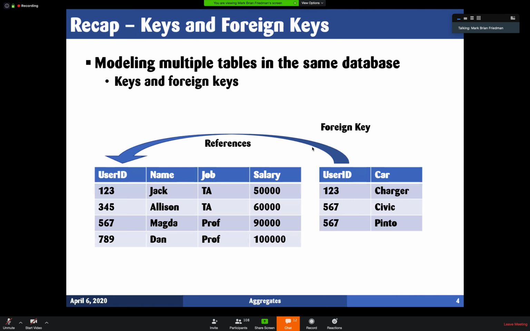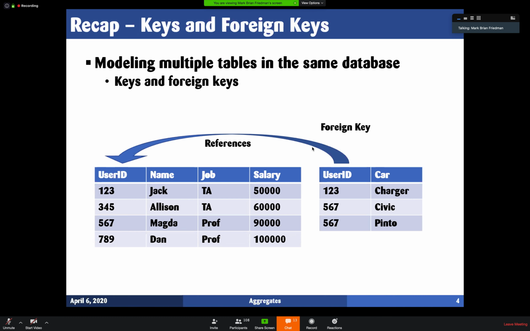Okay, let's review what we did the last time. What we've learned in the last couple of sessions is about modeling multiple tables that are part of the same database, and we looked at keys to these relations. Unique keys that identify a given tuple are known as primary keys. And we looked at relationships being modeled using foreign keys, which is a pointer in one table back to the primary key of another table.